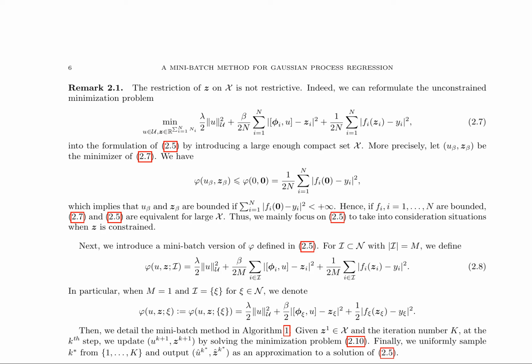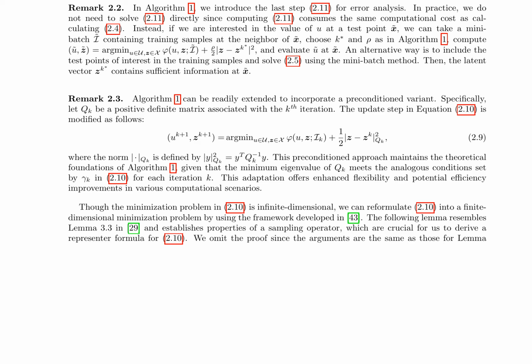The mini-batch method iteratively updates the solution by solving a minimization problem, which involves the mini-batch objective function and a proximal term. The authors provide remarks on the method, including the fact that the restriction of Z to a compact set, X, is not restrictive, and that the method can be extended to incorporate a preconditioned variant. They also discuss how to compute the solution at a test point, x, and provide a representer formula for the minimization problem. The key equations in this section include the definition of the vector of functionals, phi, the nonlinear map, f, the optimization problem, the regularized optimal recovery problem, and the mini-batch objective function, phi.